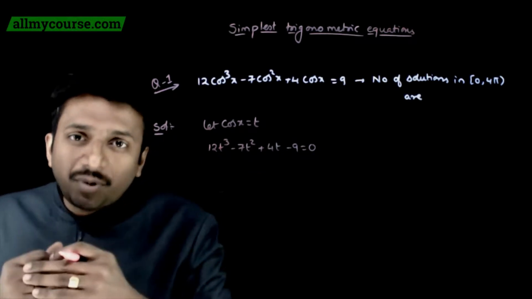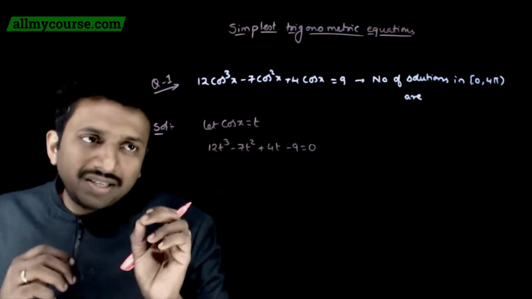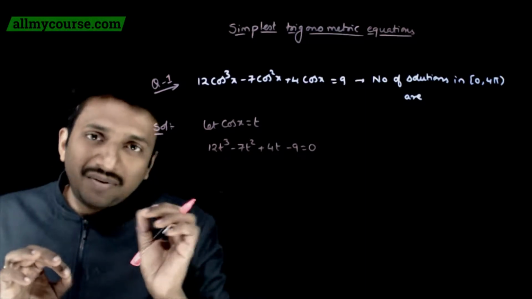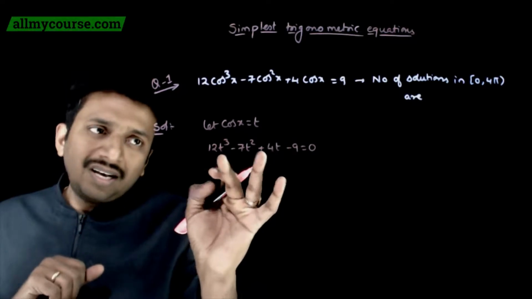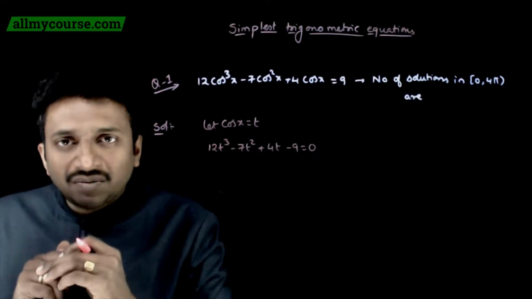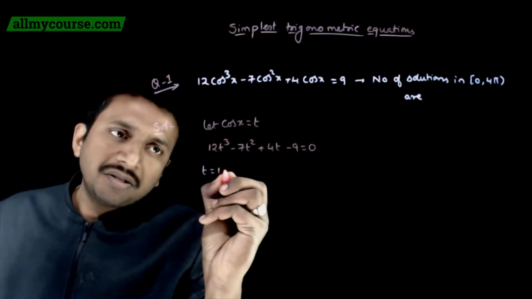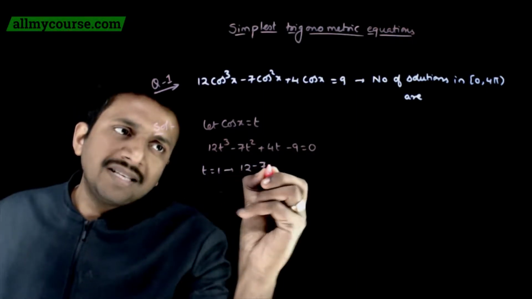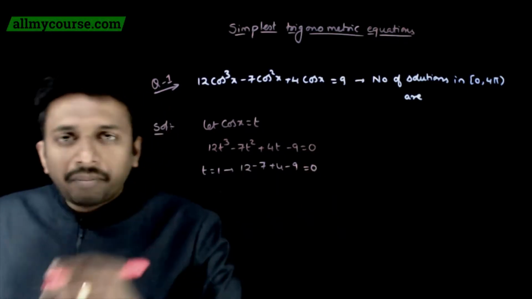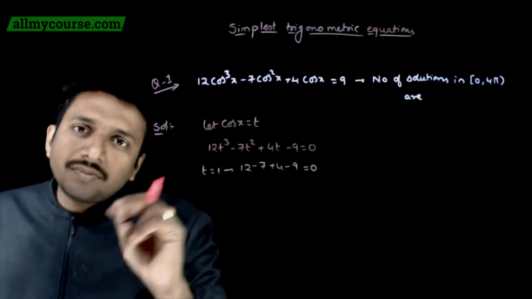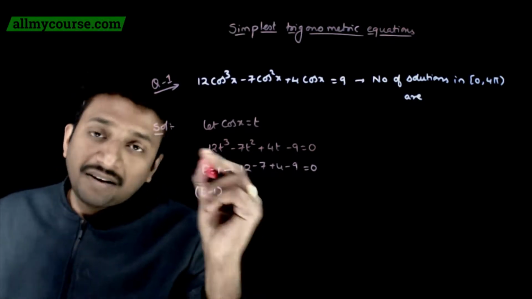There is no standard process to solve this, so we need to go for trial and error. We substitute different values for t and see whether they satisfy the equation or not. In this equation, clearly t is equal to 1 is satisfying this equation. If you put t equal to 1, you're getting 12 minus 7 plus 4 minus 9, 16 minus 16 is equal to 0. So t equal to 1 is one of the roots of this. That means t minus 1 is a factor.